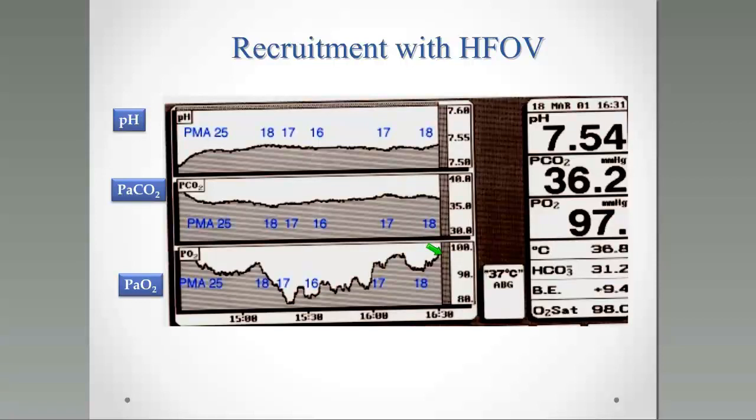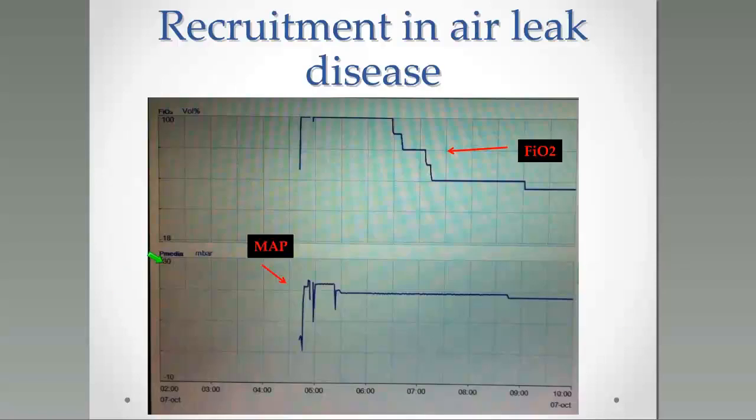And the message is, look, we have the same arterial PO2 with 18 of mean airway pressure than with 25. Remember, the lung is recruited, the lung is open, the oxygenation is good without any kind of overdistension. So this is the way we used to do it in real life.